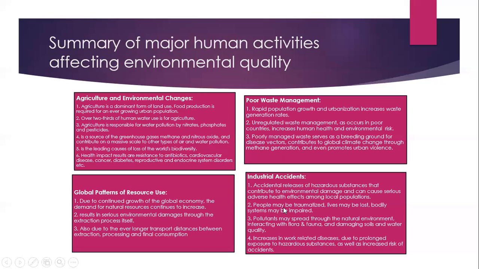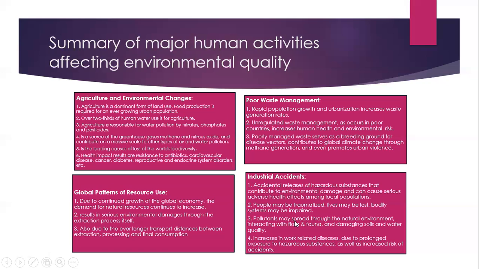People may be traumatized by these accidents. We know lives may be lost and bodily systems may be impaired. So we're talking about physical and mental trauma, loss of life, and even if you survive, what quality of life will you have? A good example to look at would be, as I mentioned, nuclear disasters. Look for examples on the human health consequences of nuclear disasters or nuclear accidents.